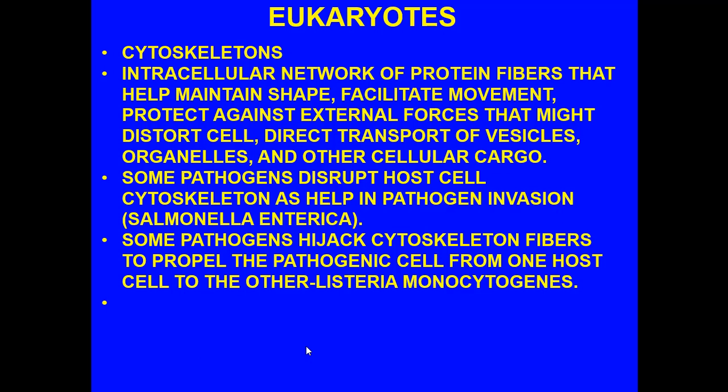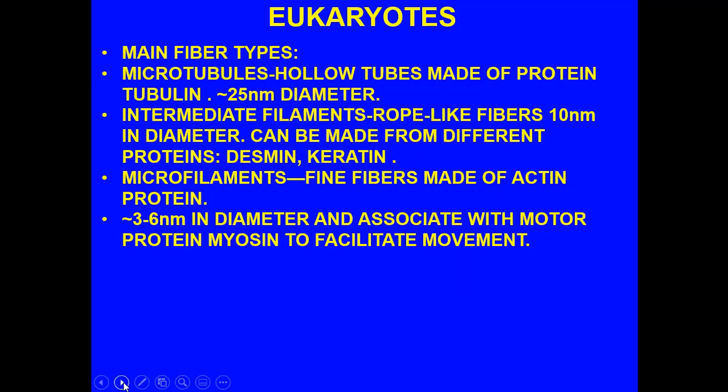Now, some pathogens may disrupt the host cell cytoskeleton, and that will help with pathogen invasion. Salmonella enterica is one. Other pathogens may hijack the cytoskeleton fibers to help propel the pathogenic cell from one host cell to the other. So if you have cells next to each other, for example, Listeria monocytogenes, that will be in one cell, but it will use the rail, the cytoskeleton, as sort of a vehicle to help propel it so that it can smash through the cell membranes and go right into another neighboring cell.